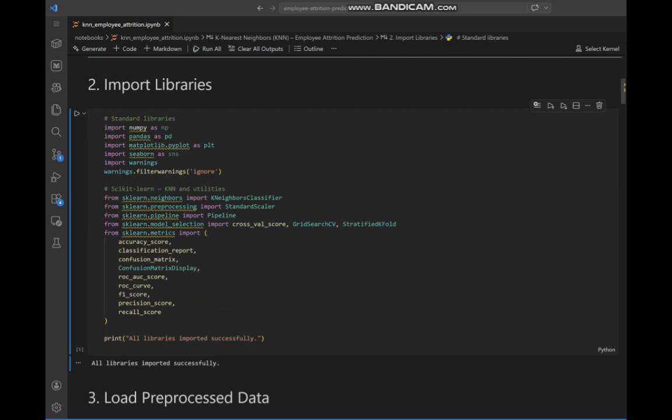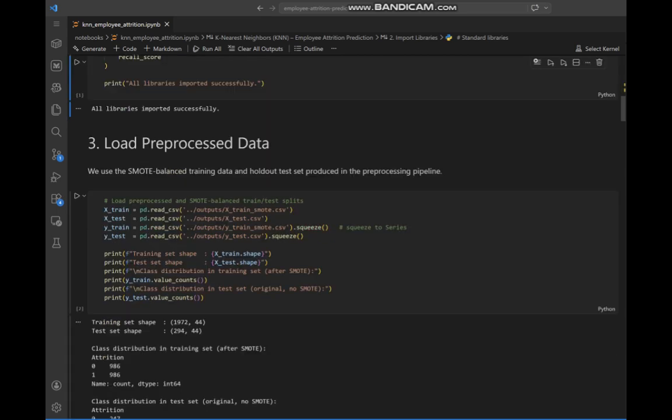We use pandas and NumPy for data handling, Matplotlib and Seaborn for plots, and scikit-learn components for pipeline, scaling, model tuning, and evaluation. Section 3 is loading processed data. We use the SMOTE balanced training set and the untouched test set. This gives us balanced learning during training, but realistic evaluation on test data.